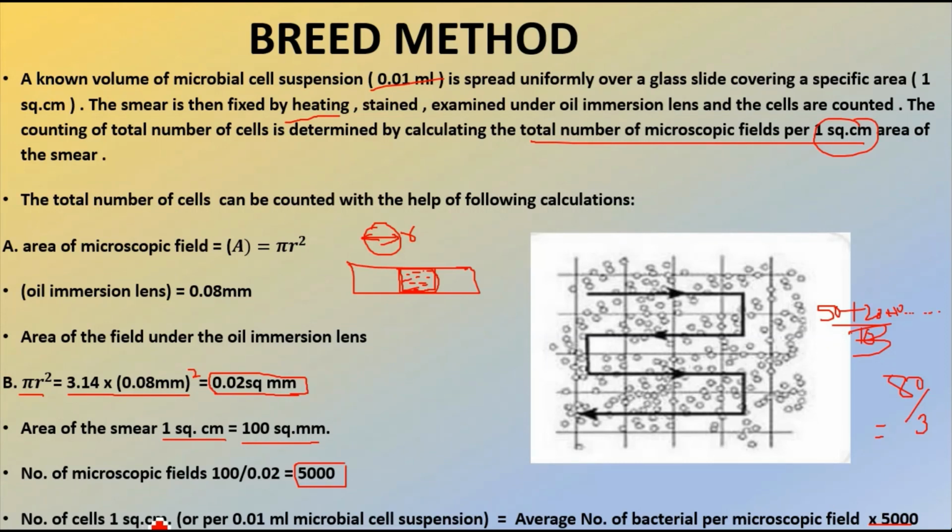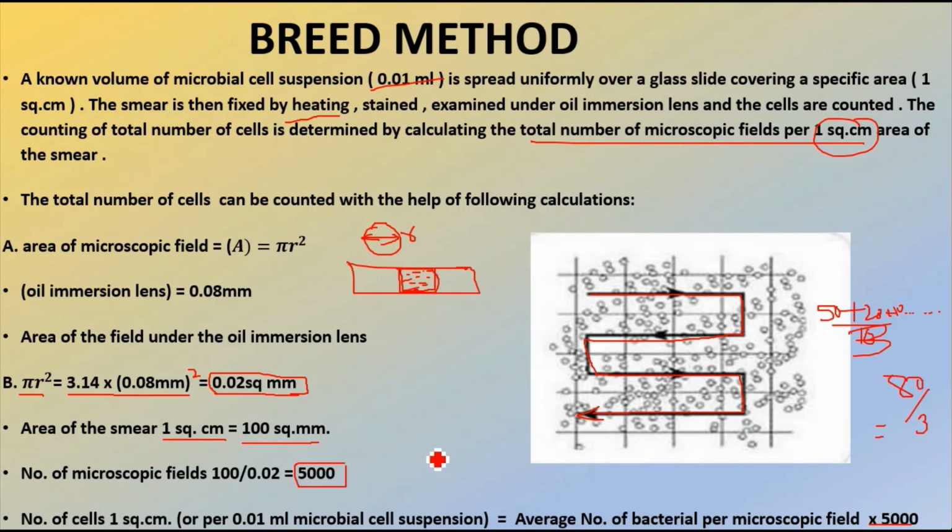The way in which you are supposed to move the slide is in a zigzag manner. Here the arrow shows it, that's why I have kept this picture, to show the way you are supposed to move the slide. This is related to the Petroff-Hausser or counting chamber too, where you do the same thing. So this is the Breed method by which you calculate the number of cells.